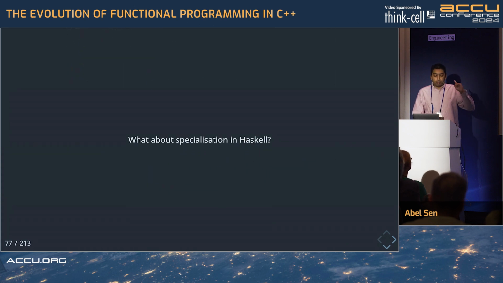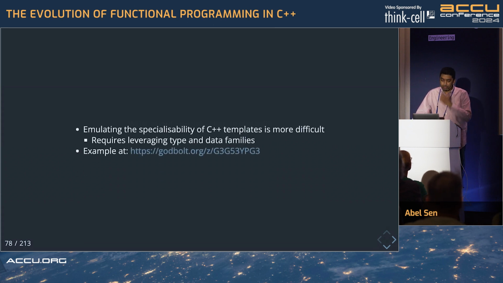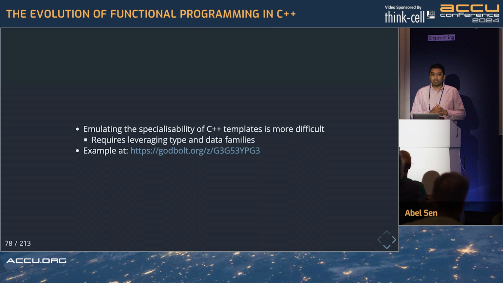So I mentioned the idea of specialization in C++. You might be wondering, how would we achieve that in Haskell? The thing is, it's actually quite difficult to do, at least the way I did it. It requires using things like type families and data families in Haskell, and it's definitely not as ergonomic as it is in C++. So I'd definitely say it's a win for the language of C++ in this case.